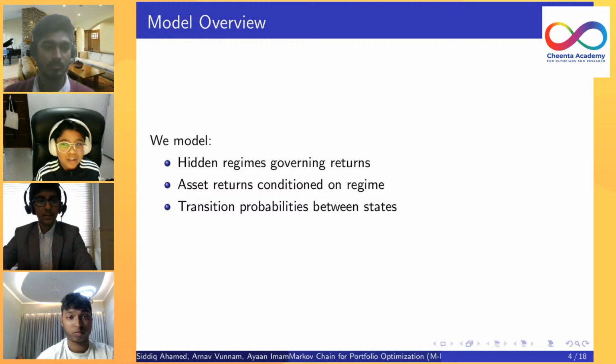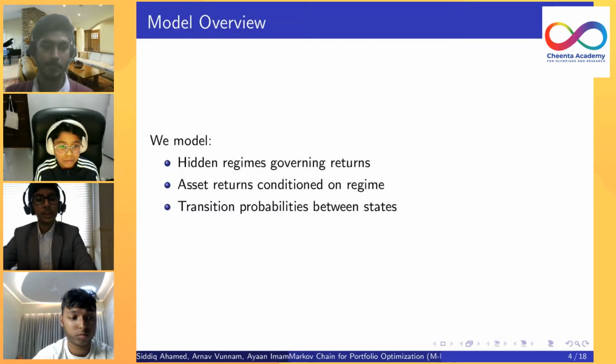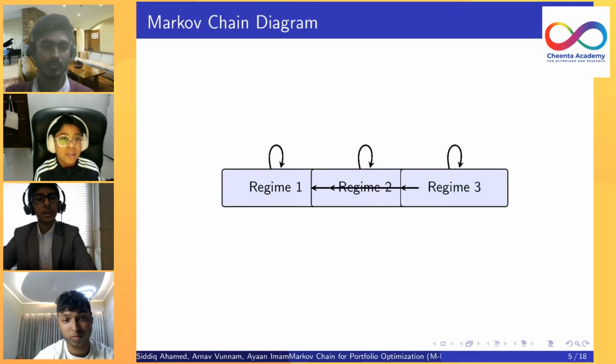So, here is our model overview that we three together built. In our model, we used hidden regimes governing returns, asset returns conditioned on regimes, and transition probabilities between states to analyze our results. Here is our Markov chain diagram. In this, we see three regimes, and we can see that each of these regimes can go directly to any other regime with one line or two.